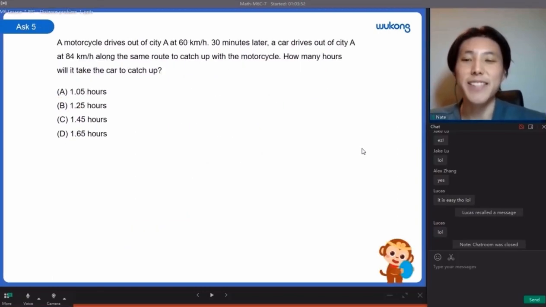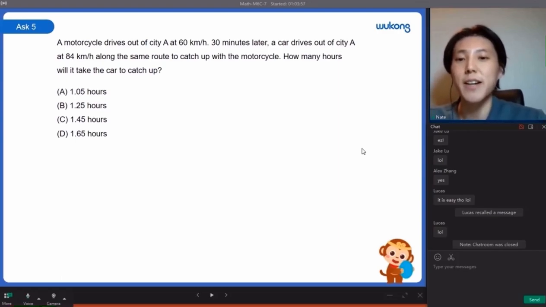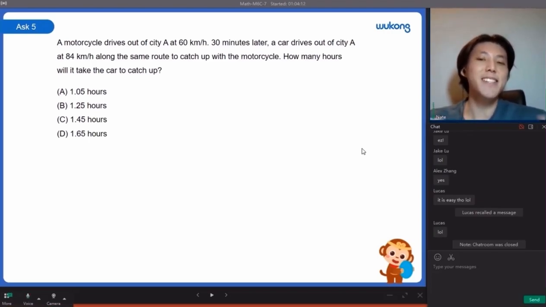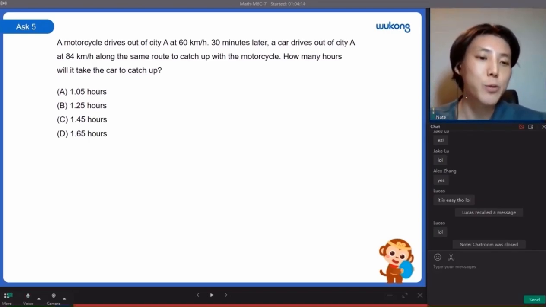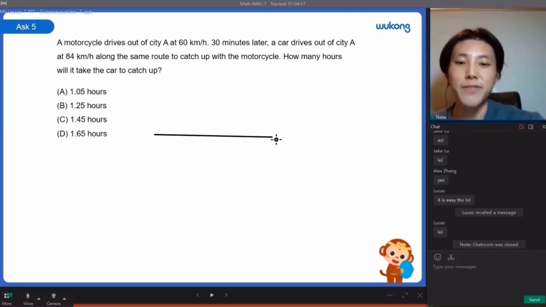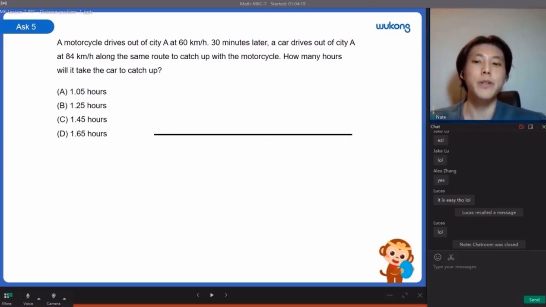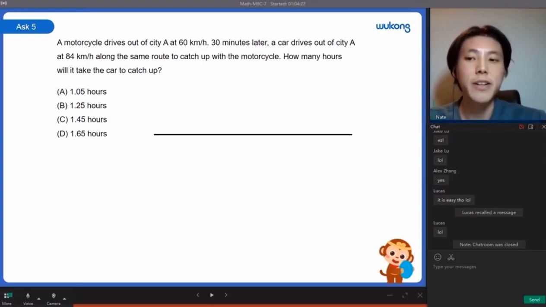A motorcycle drives out of city A at 60 kilometers per hour. 30 minutes later, a car drives out of city A at 84 kilometers per hour along the same route to catch up with the motorcycle. Now, how many hours will it take the car to catch up? So, guys, this is just exactly the same as before, but we have one extra step to consider. Previously, they provided you with the distance apart from each other. Here, we don't know that distance. You have to derive that distance first before you move on to our regular steps.